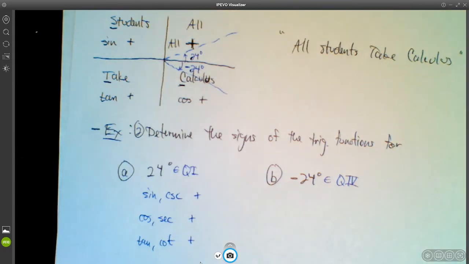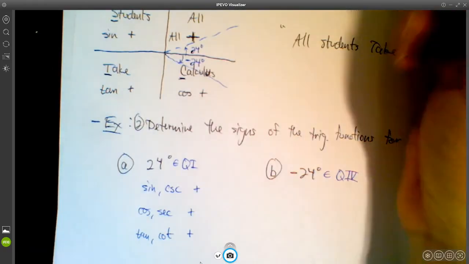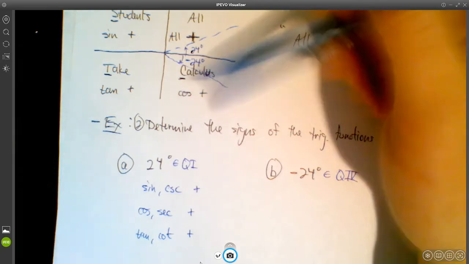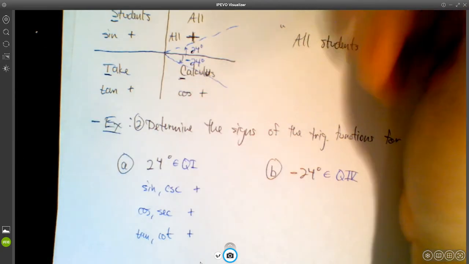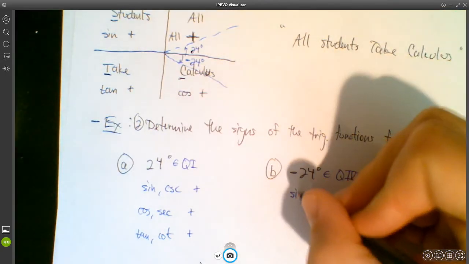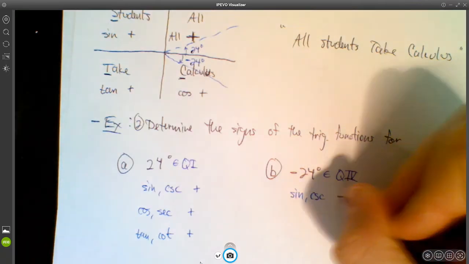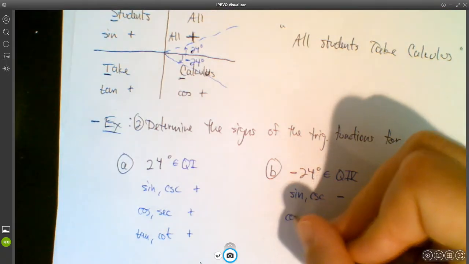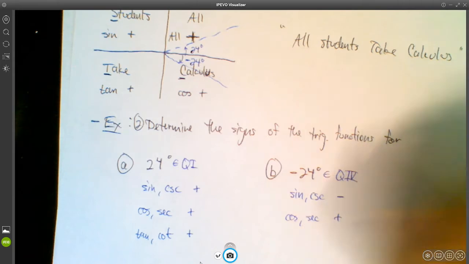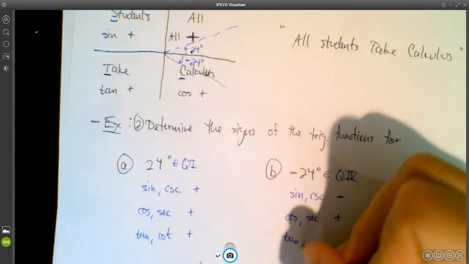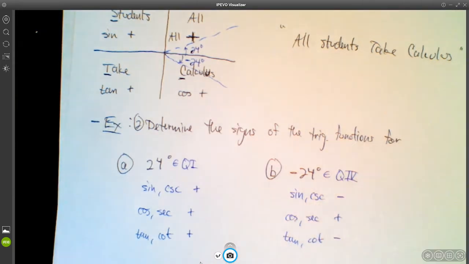So if we're in quadrant 4, not all of the trig functions are positive. Only cosine and secant are positive. The rest of them are negative, right? So sine and cosecant would be negative. Cosine and secant would be positive, and tangent and cotangent would be negative.